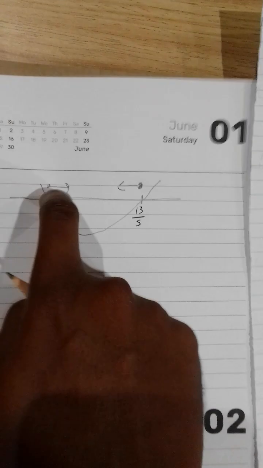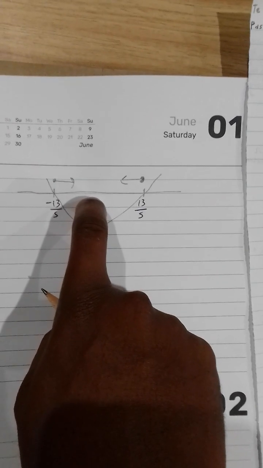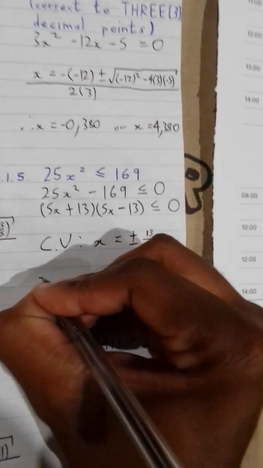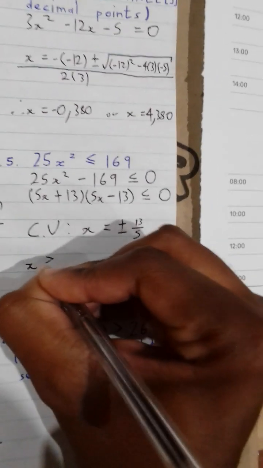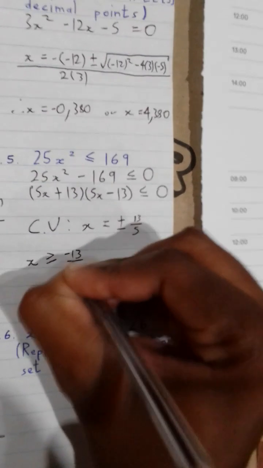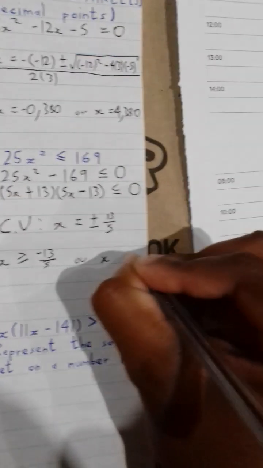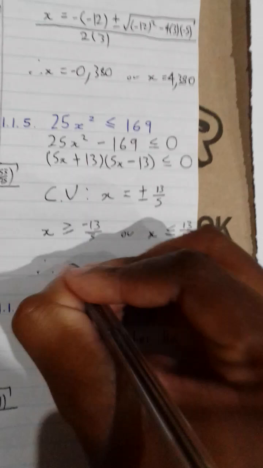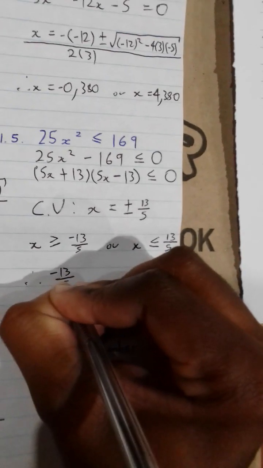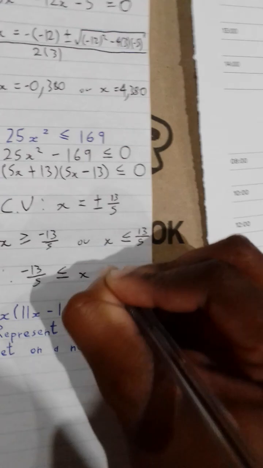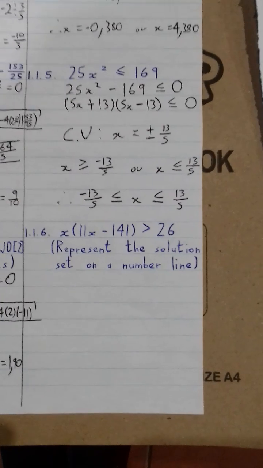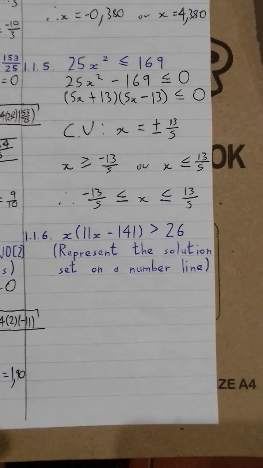So as we can see, x is greater than or equal to negative 13 over 5, or x is less than or equal to 13 over 5. The final solution is going to be negative 13 over 5 less than or equal to x less than or equal to 13 over 5. Hope that is clear, and I hope that makes sense.